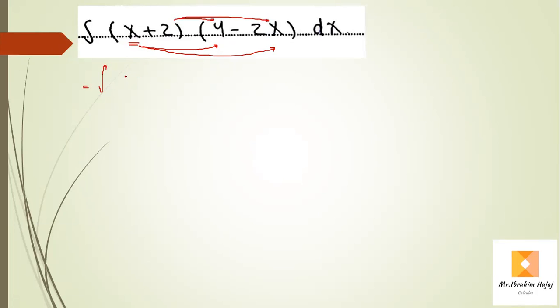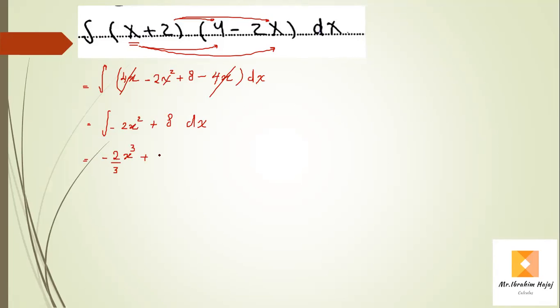4x, minus 2x squared, plus 8, minus 4x. The 4x and negative 4x cancel each other, so we have negative 2x squared plus 8, dx. Now we can do the integration: negative 2 over 3 x power 3, plus 8x plus c. Okay, this also is easy.